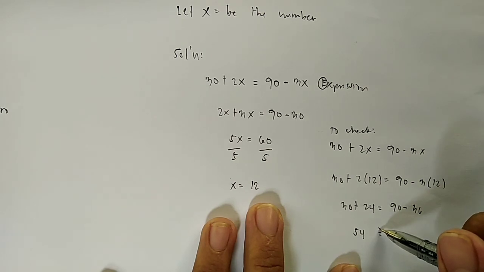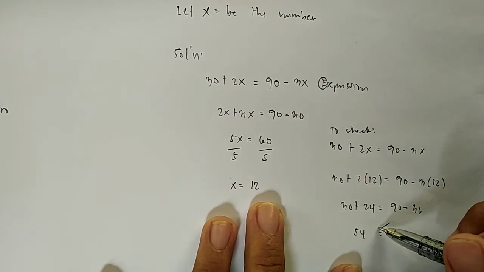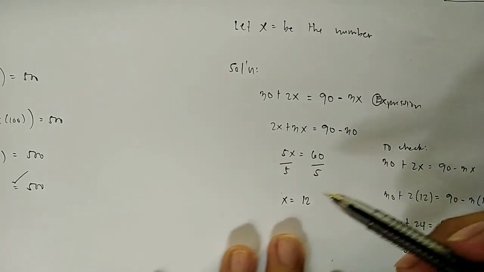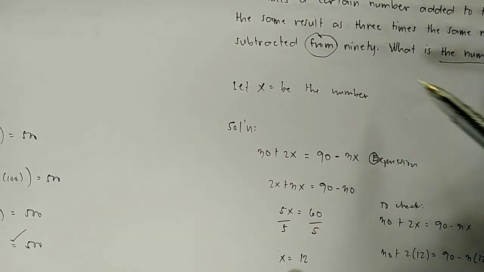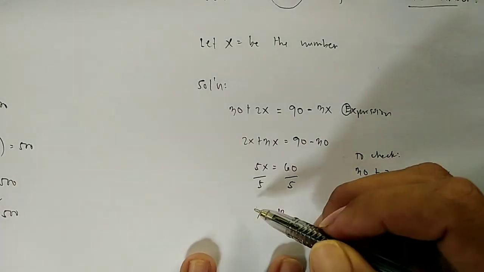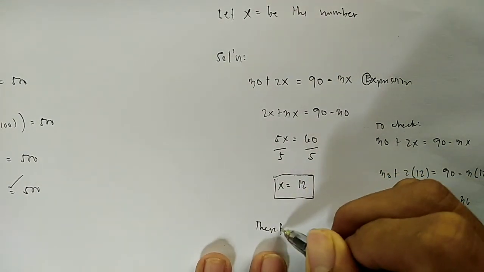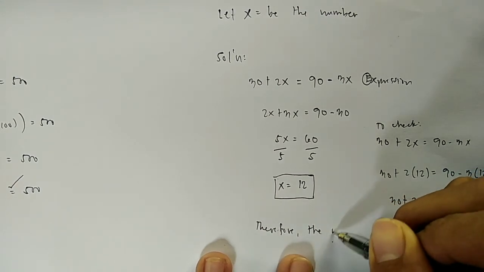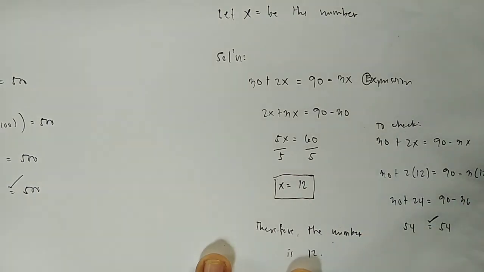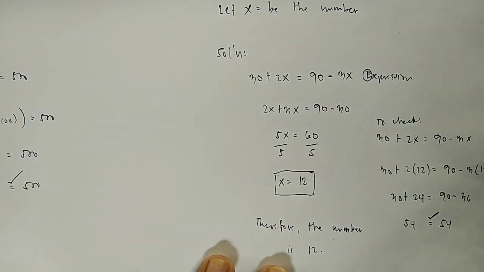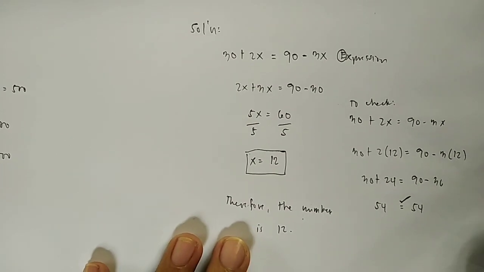Meaning to say, they are equal. So we are correct that the correct value for x, which represents the number required by the problem, is equal to 12. Therefore, the number is 12. So the correct value is 12. This is the correct solution, or this is how we solve the problem.